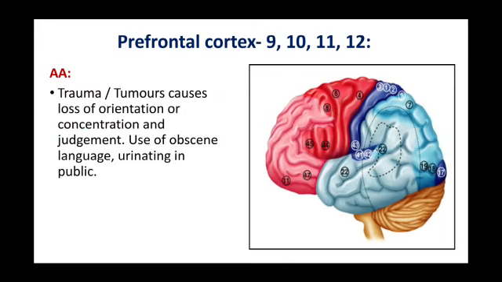So in applied anatomy, trauma or tumor causes loss of orientation, concentration and judgment, such as use of obscene language or urination in public.